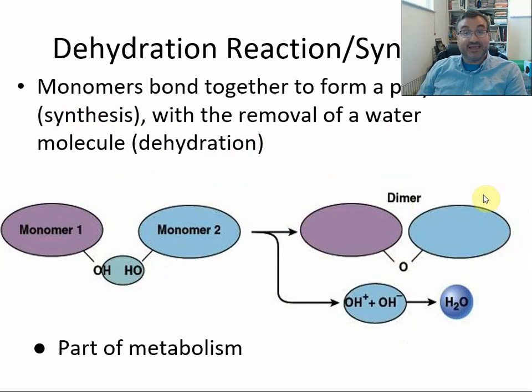When this happens again and again and again, we can get a polymer. So we're building a polymer. This was just the first step. It can also be called a condensation reaction because condensation involves water coming out of something. This is part of our metabolism. This is how all living things process the nutrients they get and build their own bodies as part of being alive.